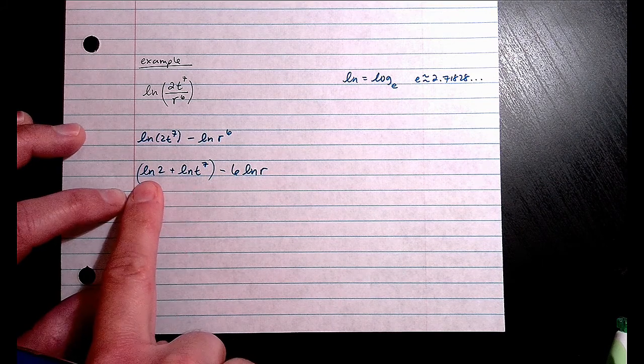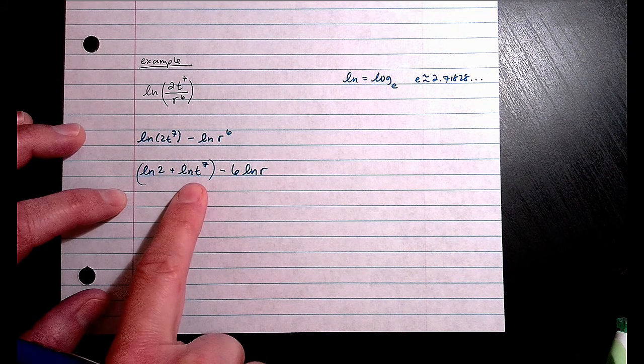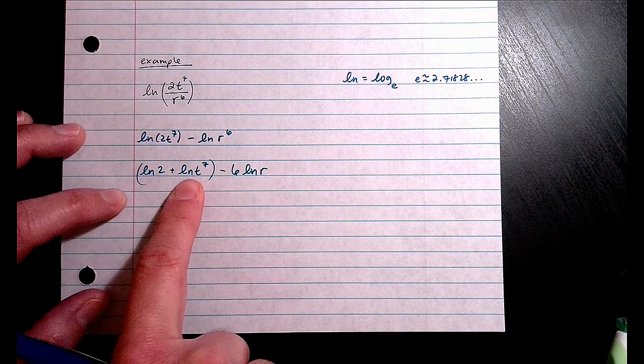Log of 2 is done. There's nothing more we can do with our properties. However, did you recognize this one? t to the power of 7, we can use the power rule.